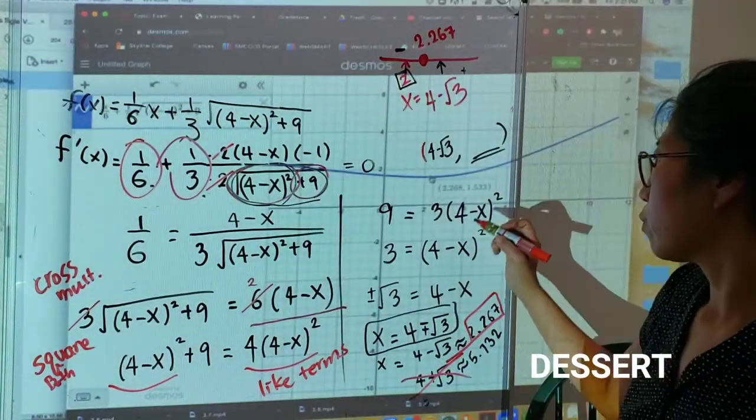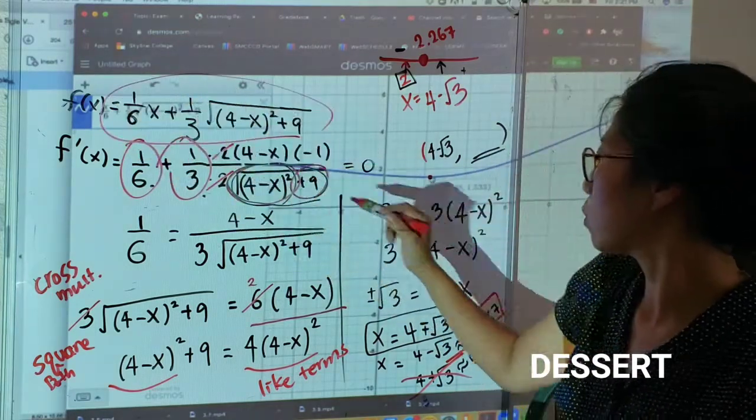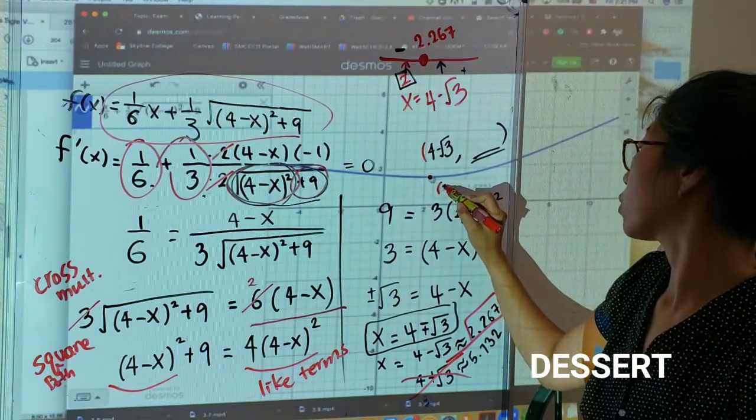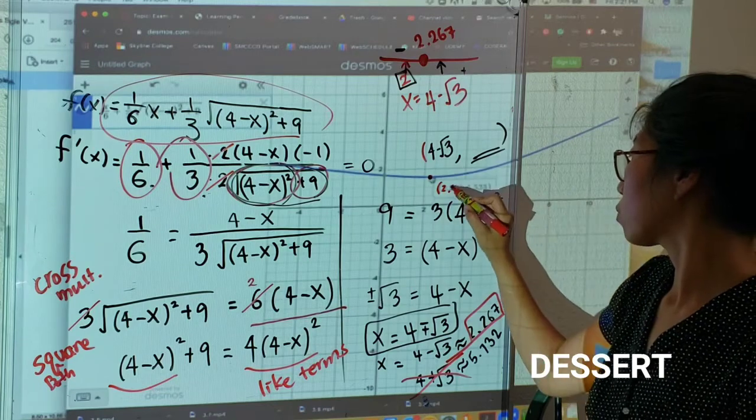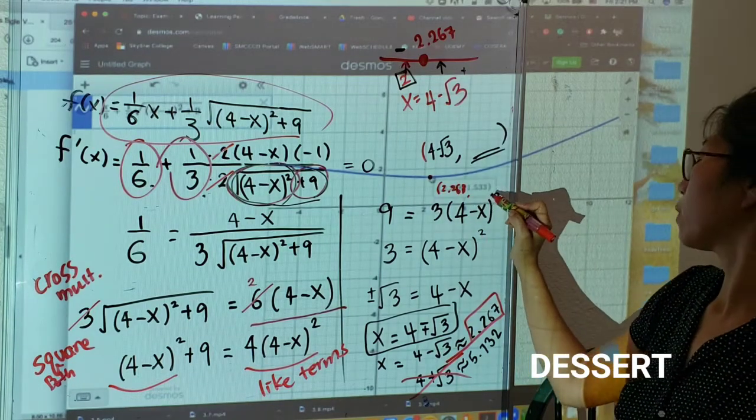Okay, class, let's look at my decimal answer. I want you to punch this function into decimal and see that your minimum matches with your value. I got 26768, and then I got 1.533.